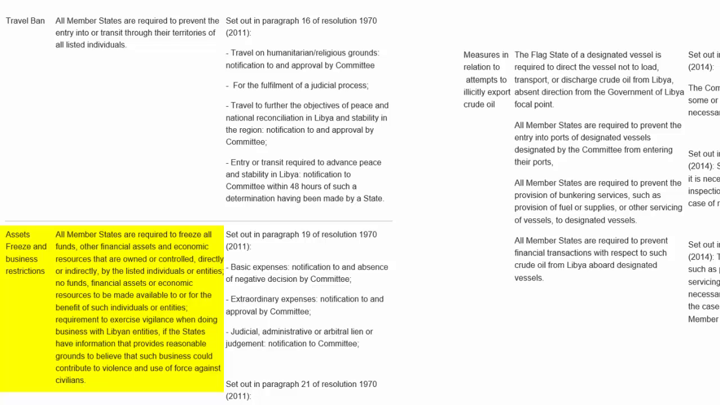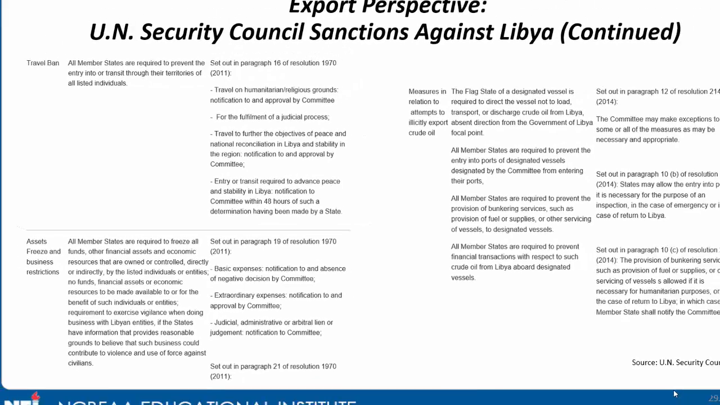All member states are required to freeze all funds, other financial assets, and economic resources that are owned or controlled directly or indirectly by the listed individuals or entities, actual people or organizations. No funds, financial assets, or economic resources are to be made available to or for the benefit of such individuals or entities. It goes on to read a little bit further. Clearly, we'd have to check the list, but we've already talked about arms, travel ban, asset freeze, and business restrictions.